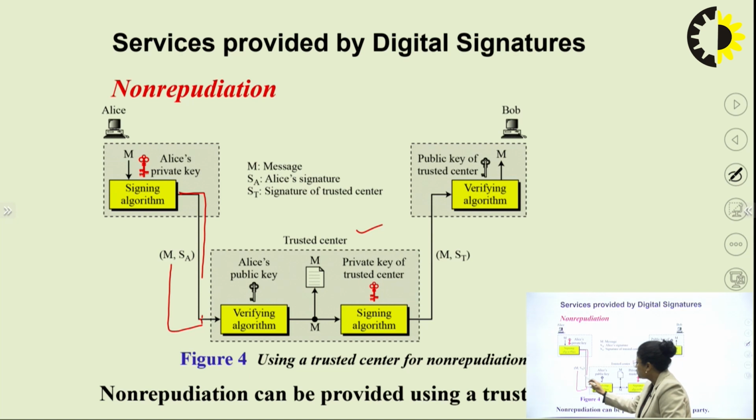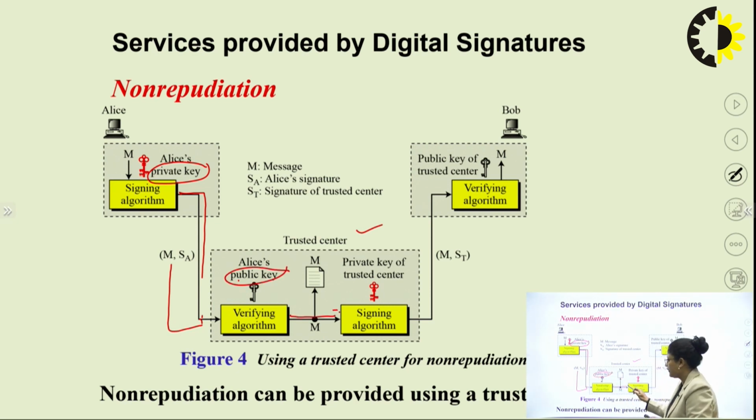Third party, what does it do? To verify, because Alice's private key was used, the corresponding pair will be the public key of Alice, and this will be used for verifying. After verifying, we have the message. If it is a correct message, the verification algorithm results in a positive answer, then the message is being taken care of and it will be stored by the trusted center in its own storage media.